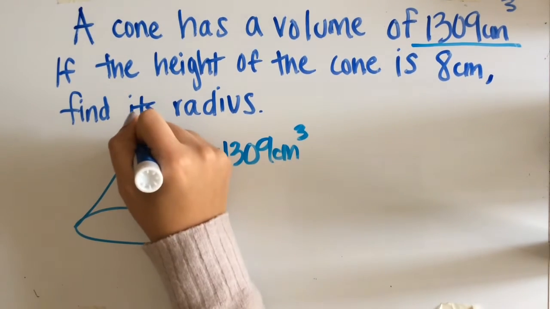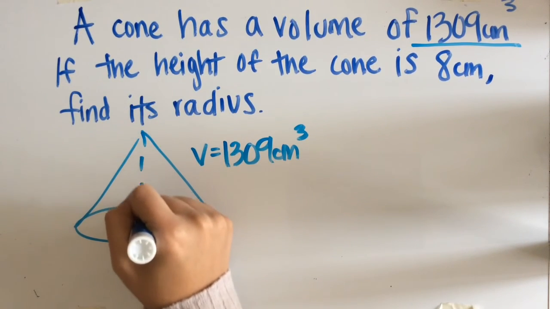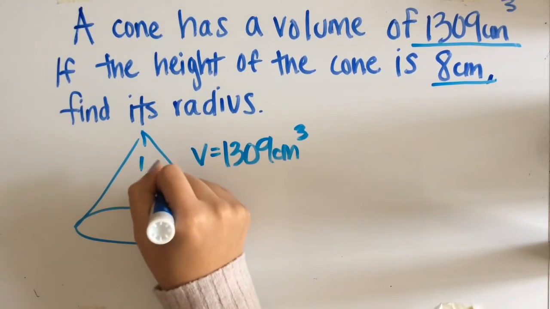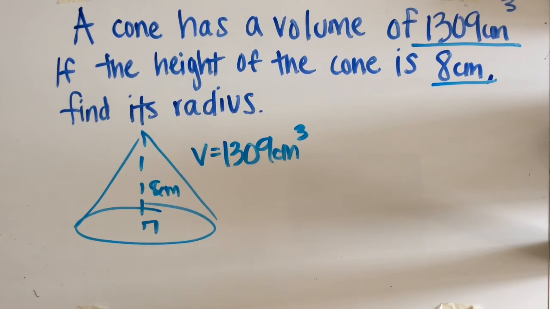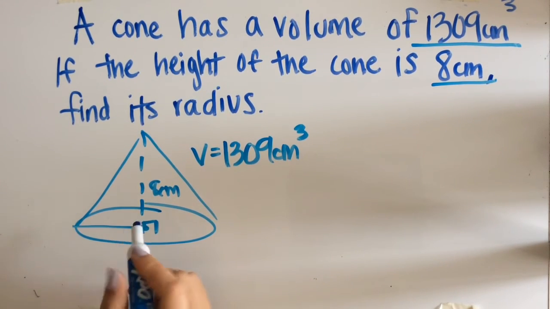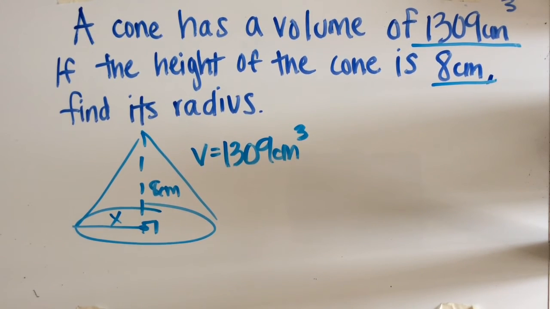We know the height, so the distance from that top point to the base of the cone is 8 centimeters, so that's 8. And we want to find its radius. In other words, the distance from the center of the circle, or the base of the cone, to one of its edges. Okay, that's what we want to find out. That's our x, that's our variable.